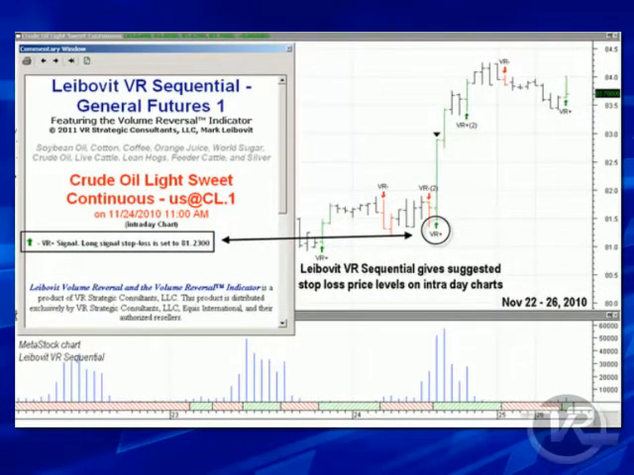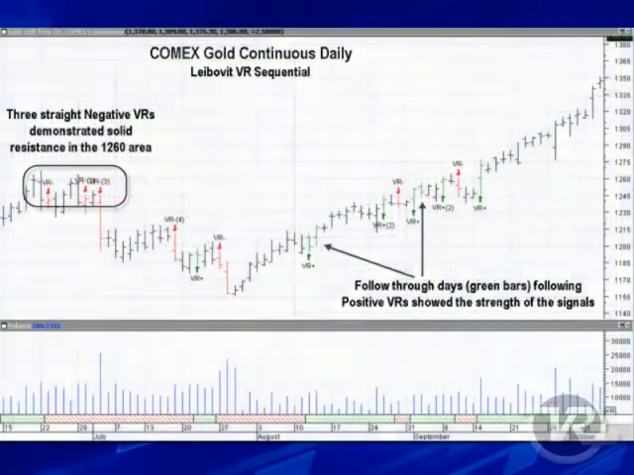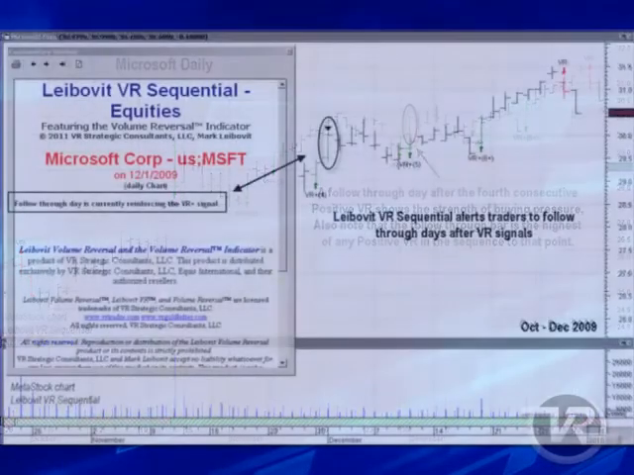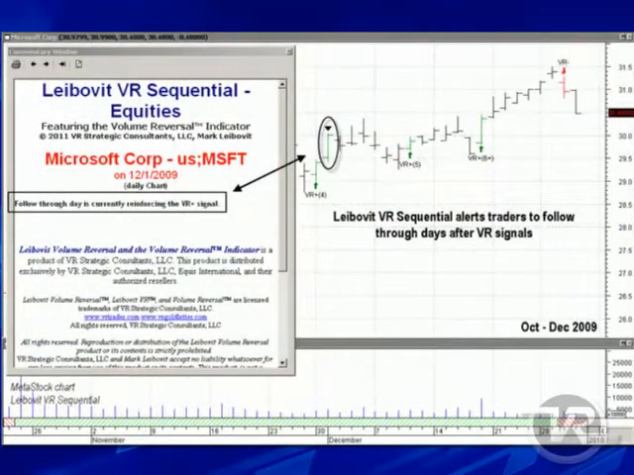Leibovit VR signals can provide, in my opinion, some of the best leading reversal and trend continuation signals available in the financial trading industry. Having done this for 30 years and having just authored the Trader's Book on Volume released by McGraw-Hill, I can attest that Leibovit volume reversal stands above many indicators in its ability to provide early alert warning signals prior to major market moves.